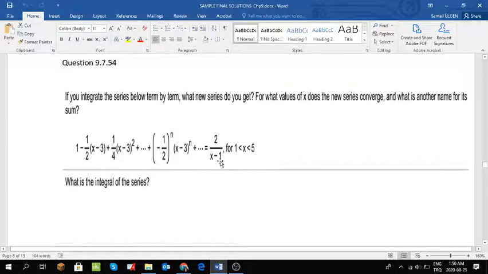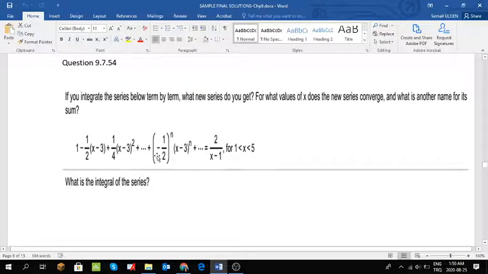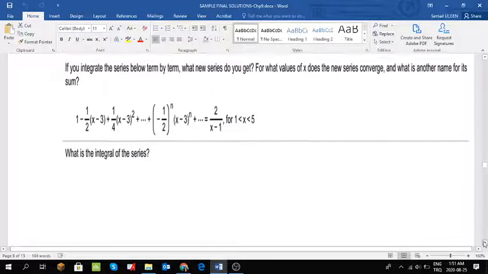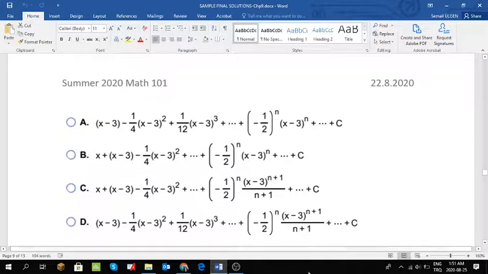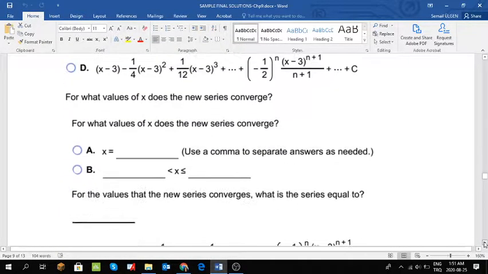The question is, if you integrate the series term by term, what new series do you get? We are going to integrate this series term by term and see what we get. Then, for what values of x does the new series converge, and what is another name for the sum? Let's look at the choices. We choose one of them as the integral of the given series, and enter the values of x for which the new series converges.